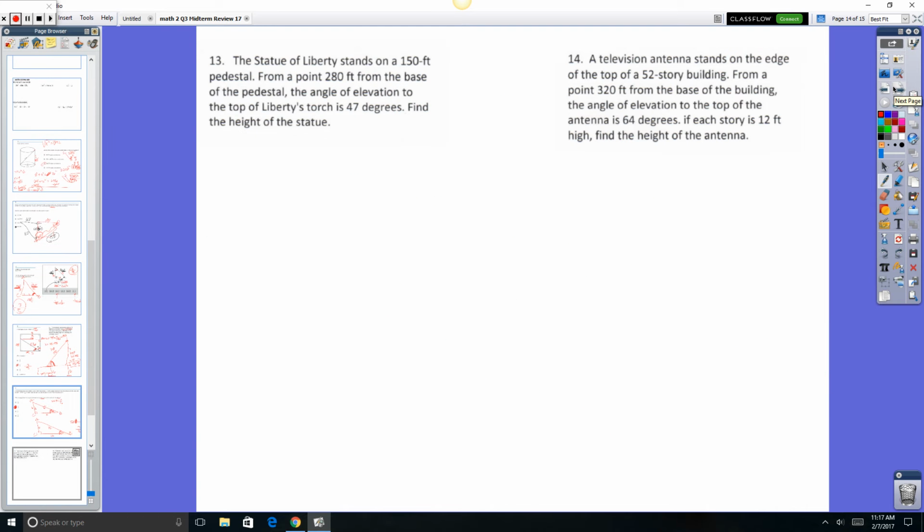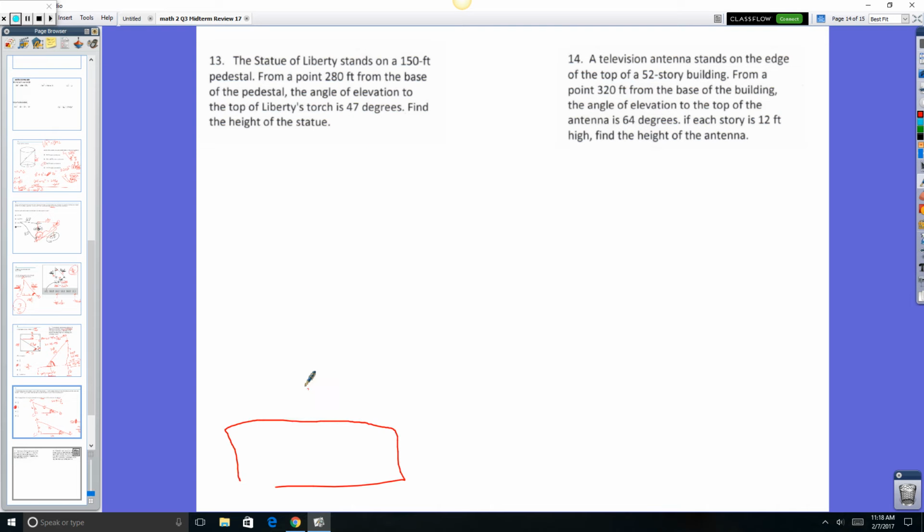Let's get some more elevation and depression. The Statue of Liberty stands on a 150-foot pedestal. From a point 280 feet from the base of the pedestal, the angle of elevation to the top of Liberty's torch is 47 degrees. So here's some pedestal, then here's the Statue of Liberty.